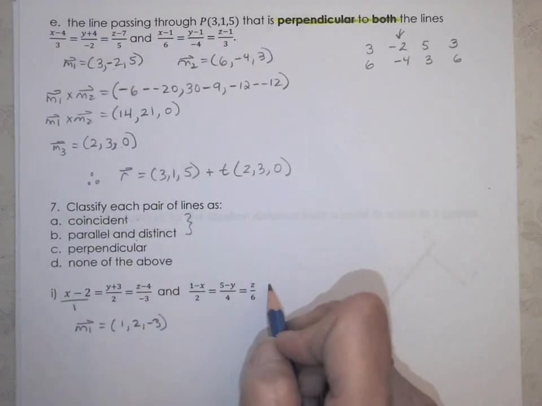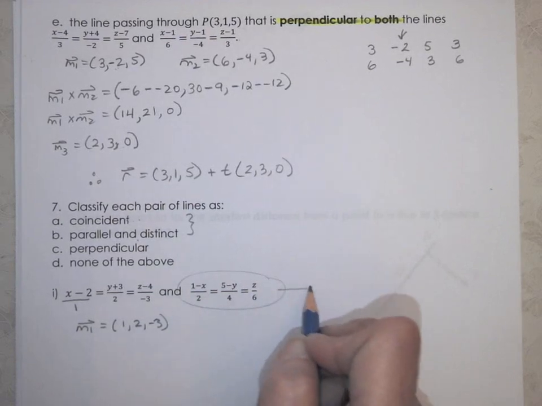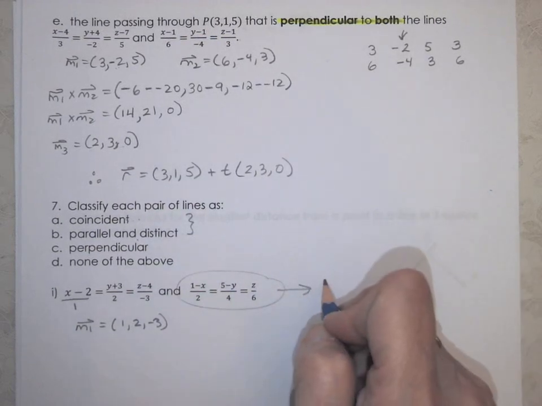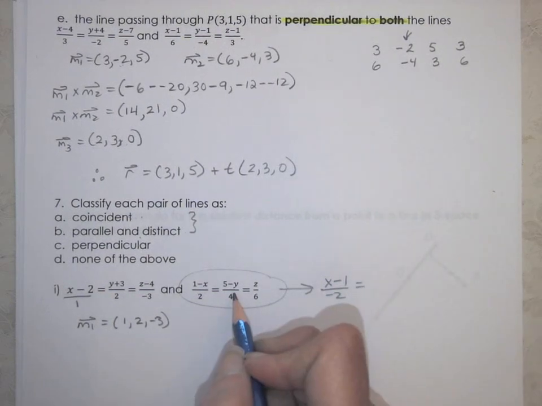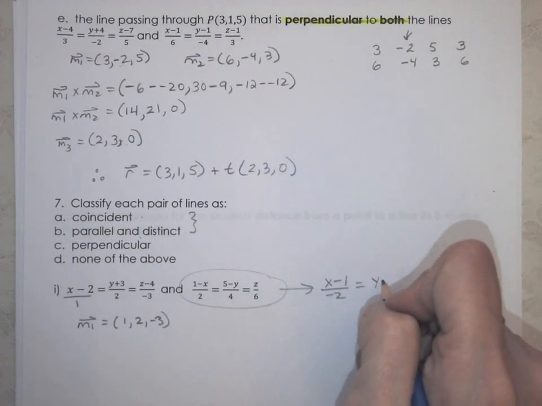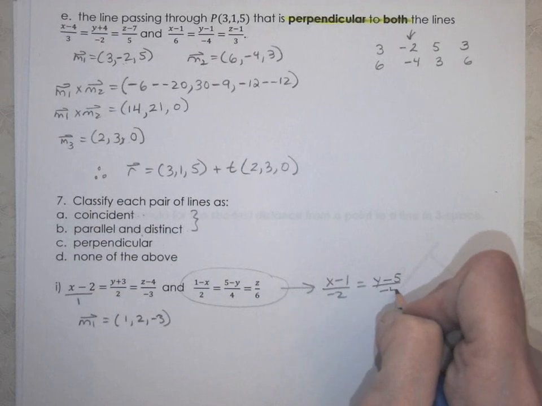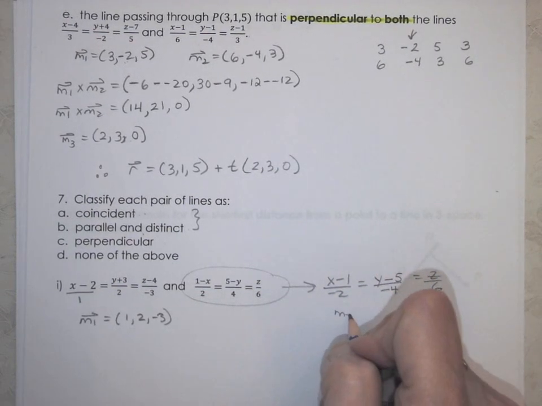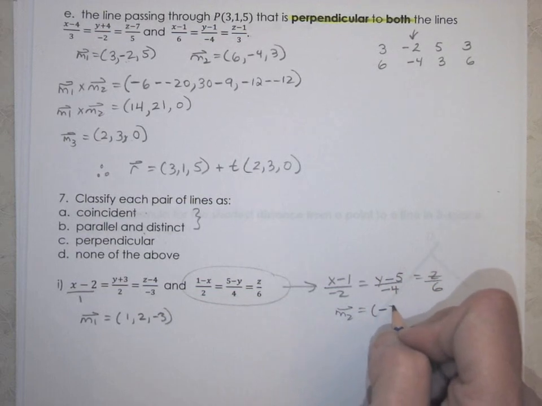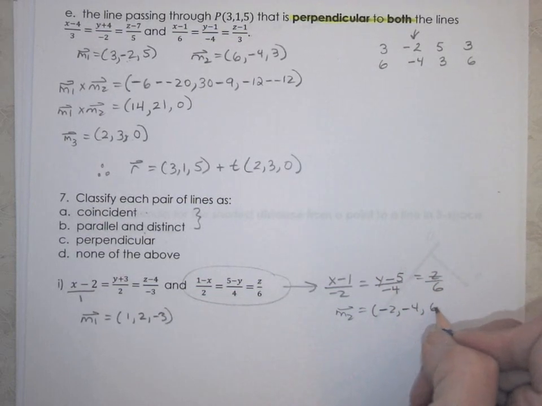This one, though, I have to rewrite. So in the first case, I'm going to change 1 minus x over 2 to x minus 1 over negative 2. 5 minus y over 4 to y minus 5 over negative 4. And z over 6. So now I know that my second direction is negative 2, negative 4, positive 6.